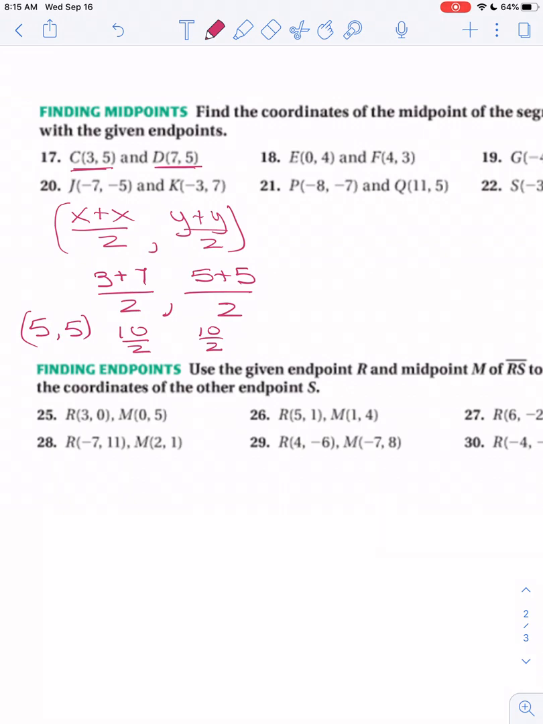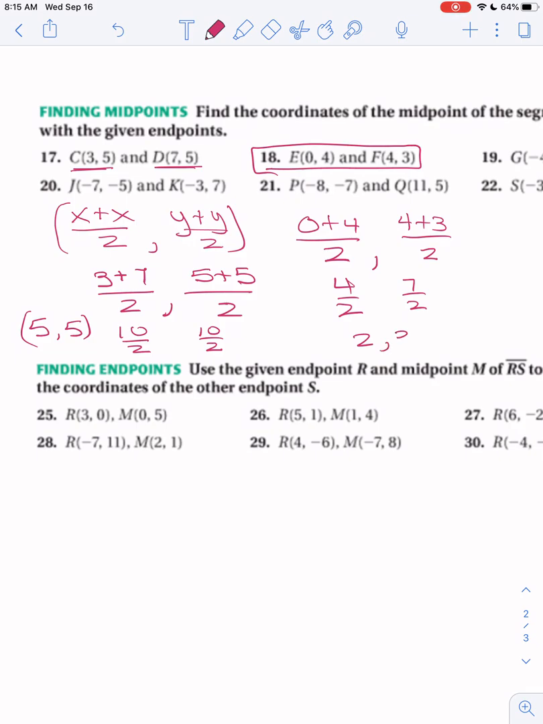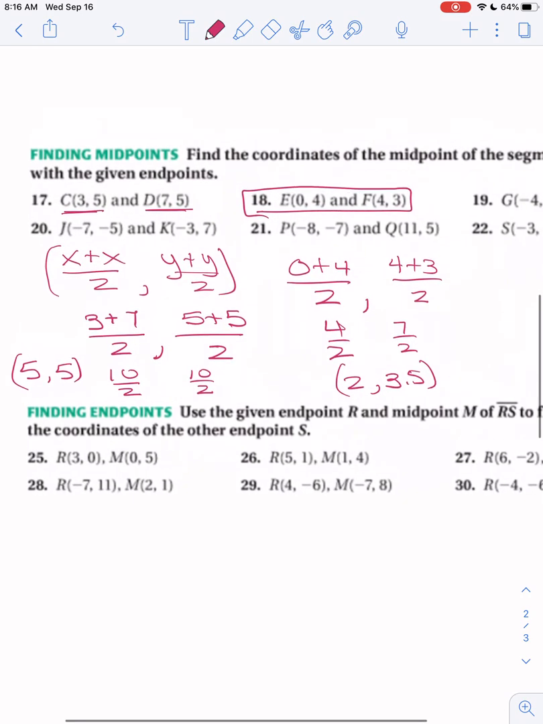Let's do one more together. So we'll try number 18. We're going to add our x's, which is 0 plus 4, and divide that by 2 to find the middle. Take our y's, 4 plus 3, divide by 2. So we get 4 divided by 2, and 7 divided by 2, so that gives us 2 and 3.5. When you do these problems in Schoology, go ahead and enter it as a decimal, please.